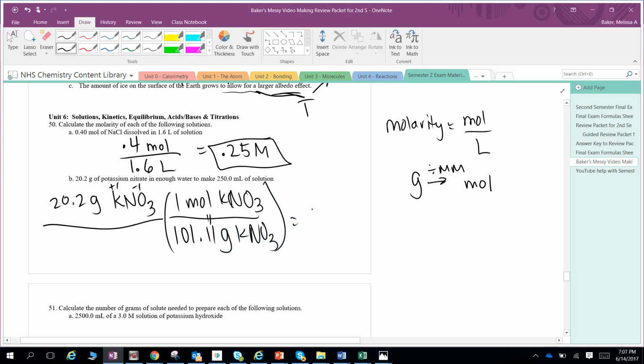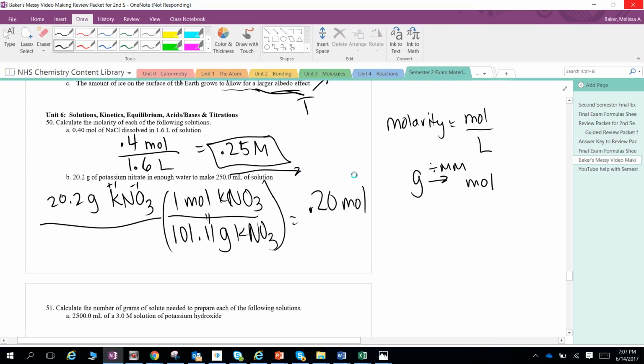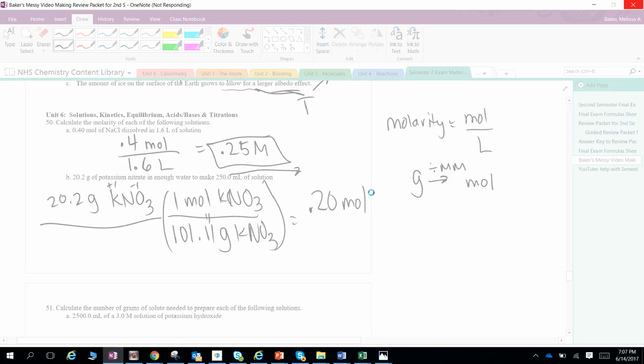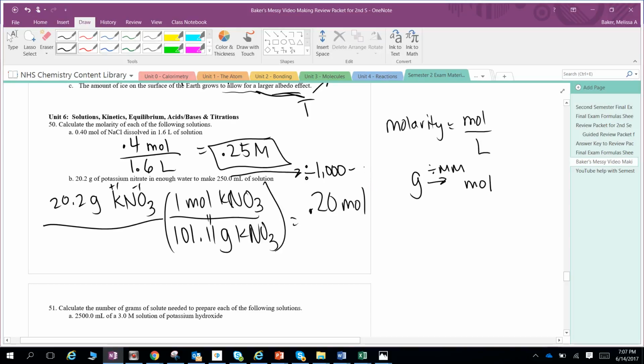So we've got 0.2 moles of potassium nitrate. It's dissolved in 250 milliliters of solution. So we've got to divide by 1,000 to get that into liters, and that comes out to be 0.25 liters. So I'm going to do 0.2 moles divided by 0.25 liters. That comes out to be 0.8 molar KNO3.